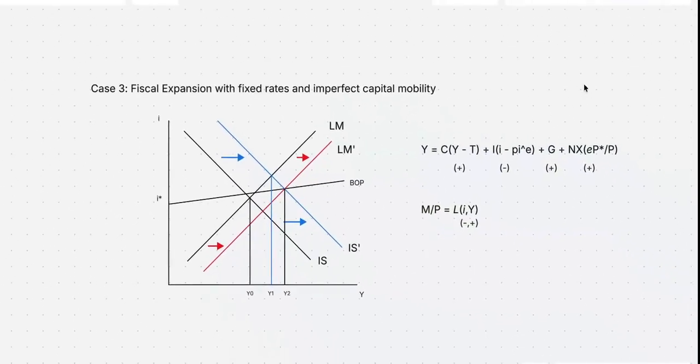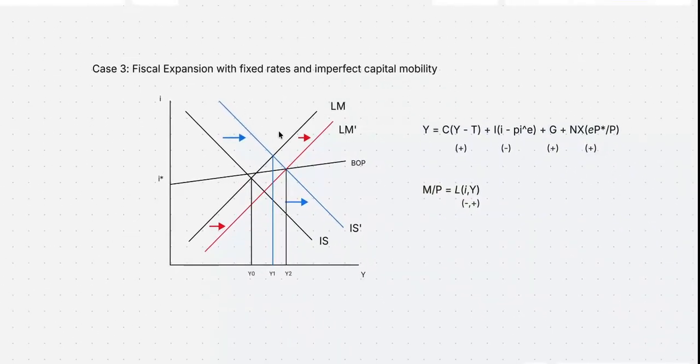Okay, cool. So now we have it all summed up here. Well, let's consider what happens here. So first of all, we have a fiscal expansion. Well, what is a fiscal expansion? Well, it's an increase in government spending, so G goes up.